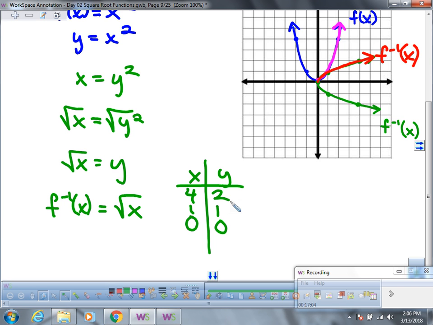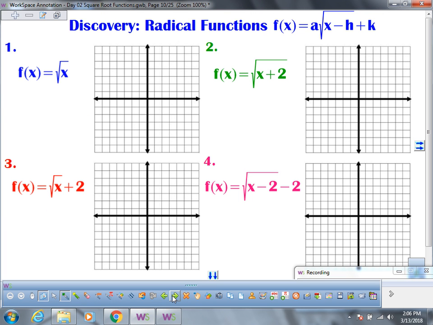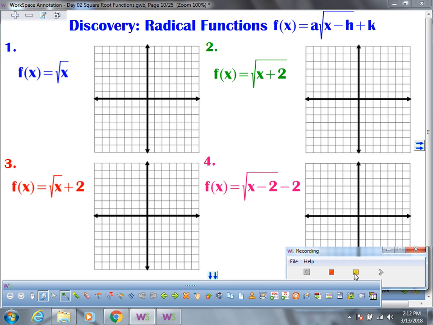All right, so what you're going to do now is explore what these transformations do. And you're going to notice that the transformations are very similar to every single transformation we've been using since the beginning of the year with H, K, and A. All right, to try and make some predictions on that, I'm going to go ahead and pause this and give you your discovery page.